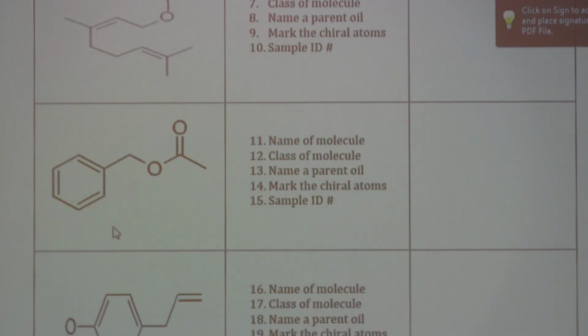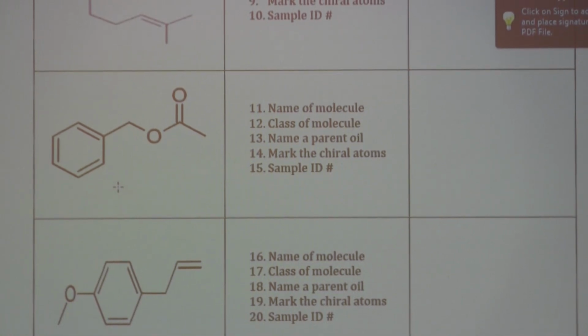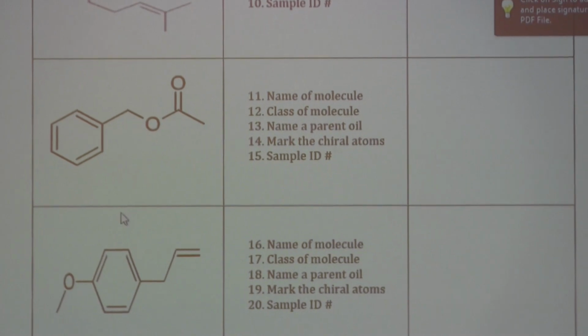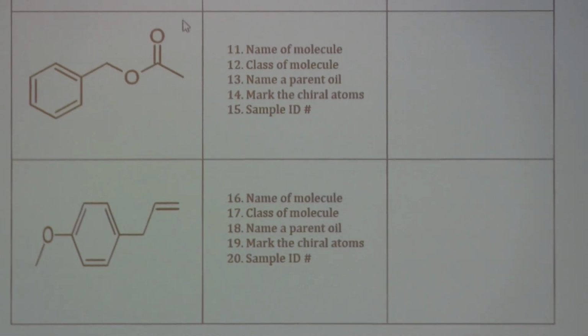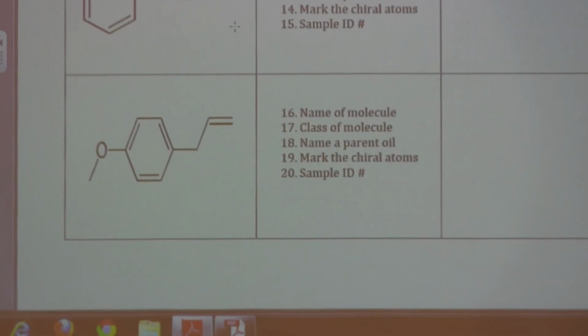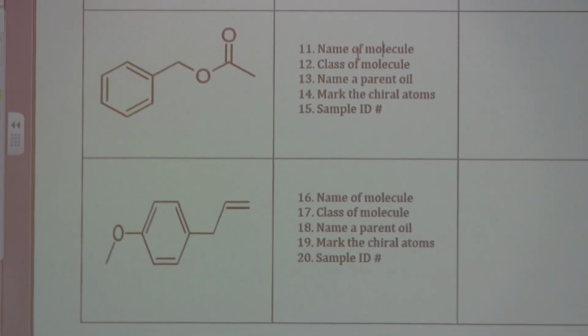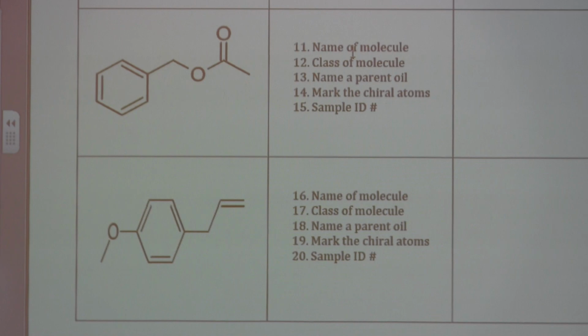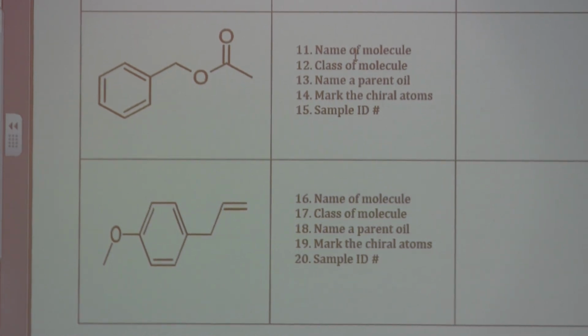Okay, next one there is benzyl acetate, right? That's pretty easy. If you've had even basic organic chemistry, this is your benzyl, this is the acetate group, so you should be able to see that pretty easily. Class is an ester. Parent oil this time would have been either ylang-ylang or I would have accepted jasmine absolute. There are no chiral atoms here. And the sample ID was number 2.